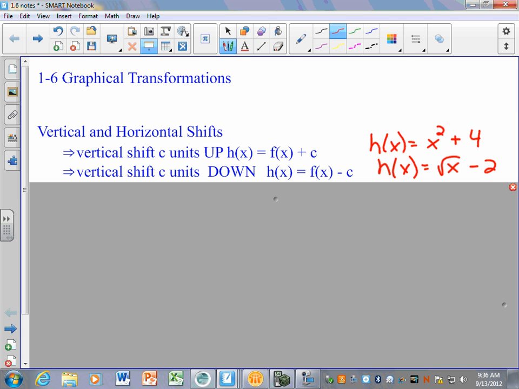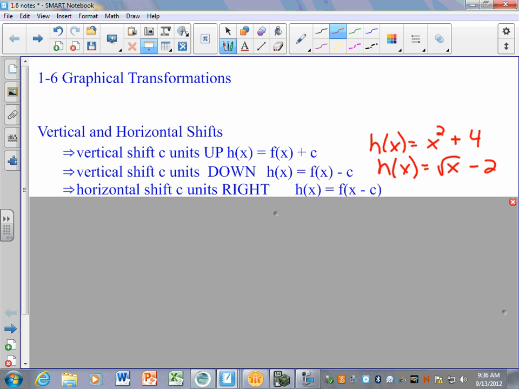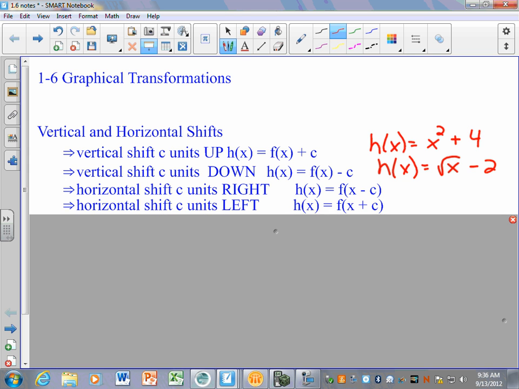Vertical makes sense. Up is positive, down is negative. Horizontal, it's backwards. It's the opposite of what you probably would think. Right? Horizontal is moving right or left. And if you're moving right, you actually subtract that C value from the inside. Actually, I'll just show you both of these at the same time, because it's really the exact same thing, except for right, you're going to take the function minus that C value. Left is plus.